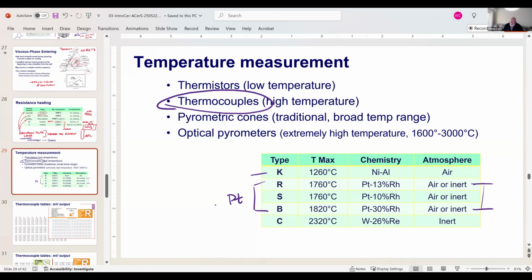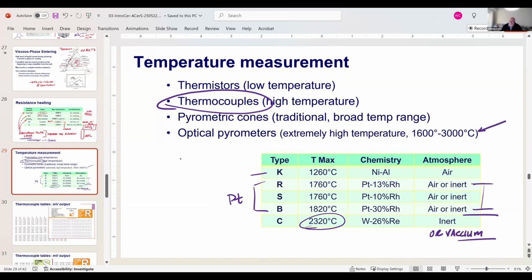Then we get into type C, which is your high temperature thermocouple up to 2300 C. That's a tungsten rhenium thermocouple. It has to be inert or vacuum, because tungsten rapidly oxidizes at temperatures above, surprisingly low, somewhere around 500 degrees C, maybe a little bit lower. It starts to rapidly oxidize. So how do you deal with thermocouples? We'll come back to pyrometric cones, and I'll mention just optical pyrometers here.